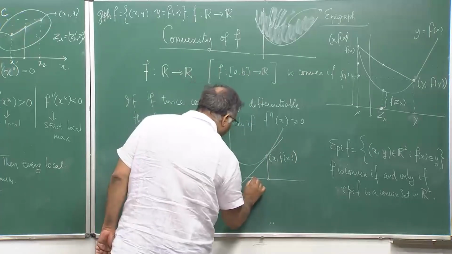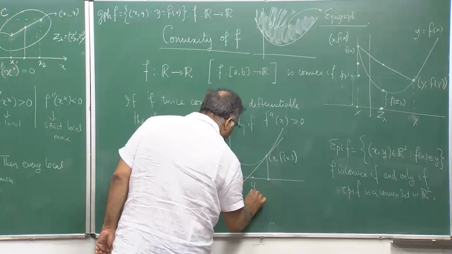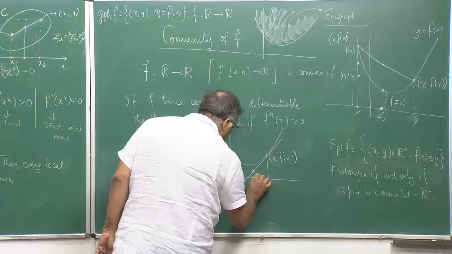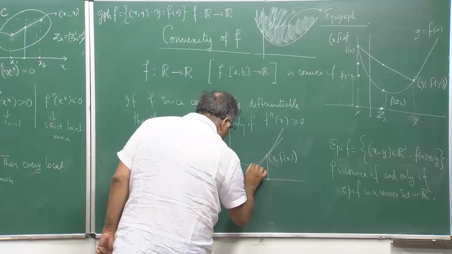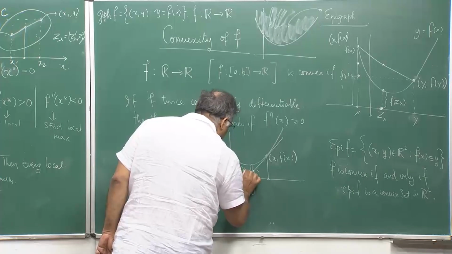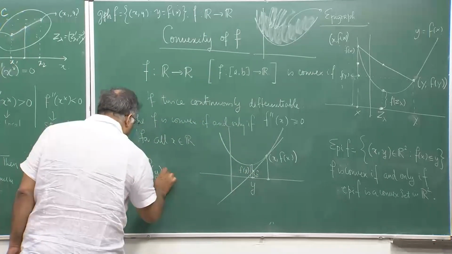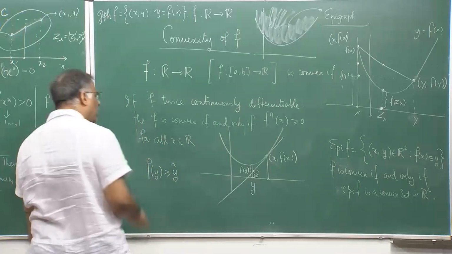Take any other point y, and this is the y value on the tangent, and this is the y value of the function. Let me call this y hat, and this distance is f(y). So what is there? f(y) is greater than or equal to y hat.